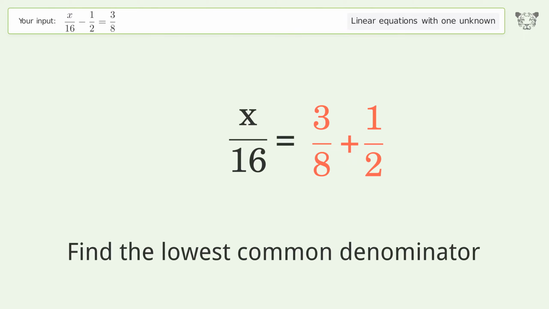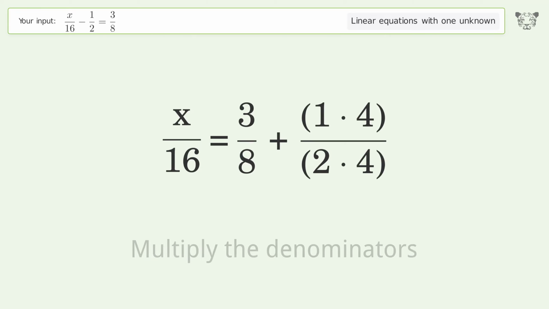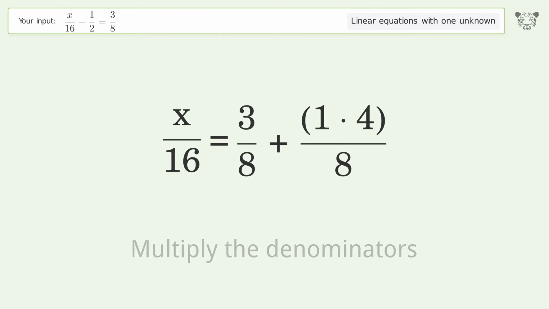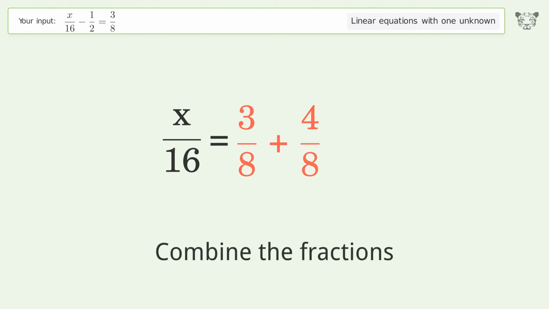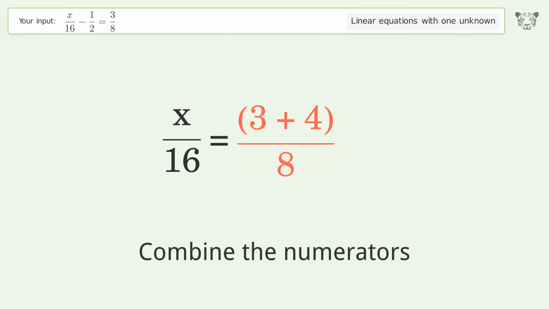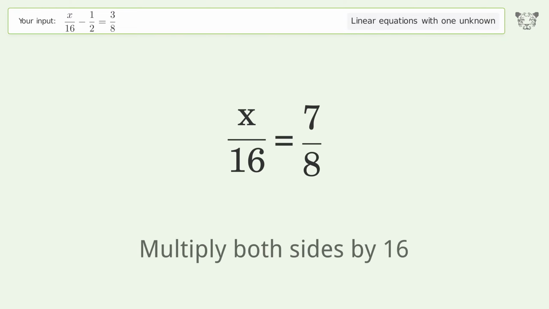Find the lowest common denominator. Multiply the denominators. Multiply the numerators. Combine the fractions. Combine the numerators. Isolate the x. Multiply both sides by 16.